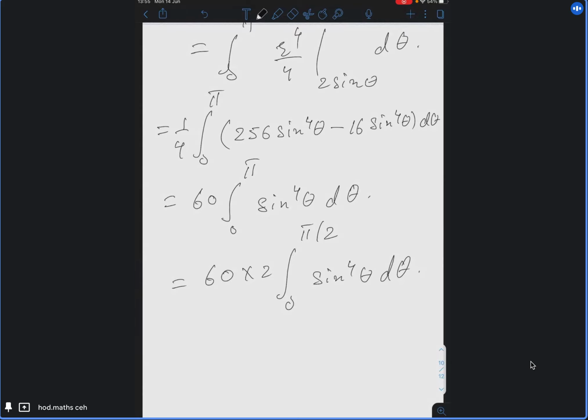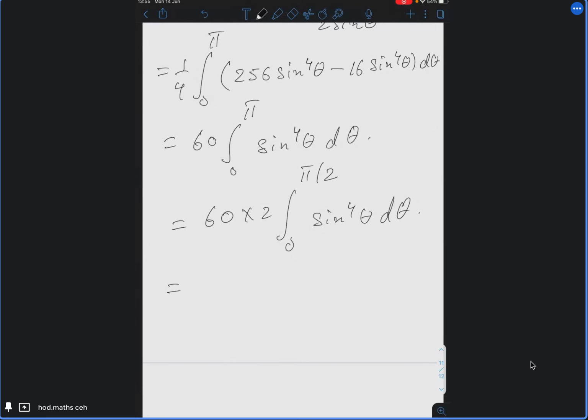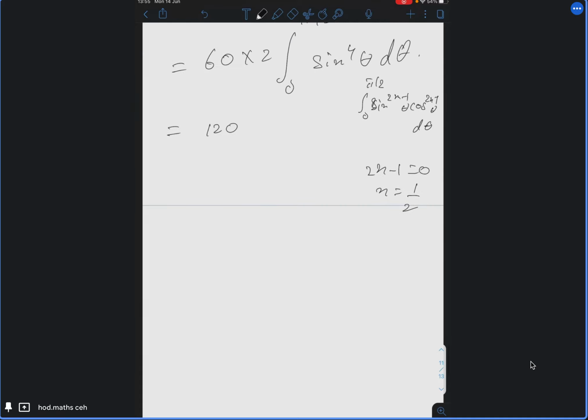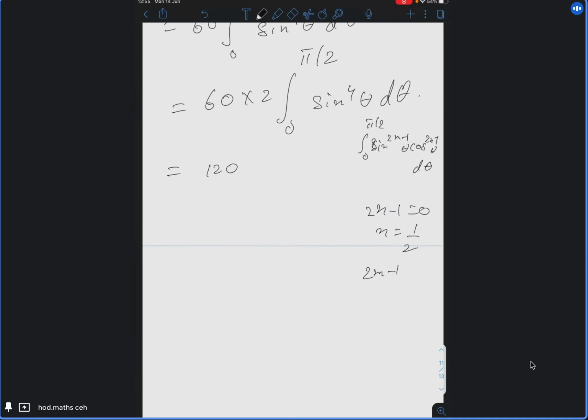Now if you compare here, 120 as it is. And what about this sine to the power 4? You can compare with the integral 0 to pi by 2 sine 2n minus 1 theta cos 2m minus 1 theta d theta. So 2n minus 1 value is 0, so n value will be 1 by 2. And 2m minus 1 value is 4, so m value will be 5 by 2. Is it or not?